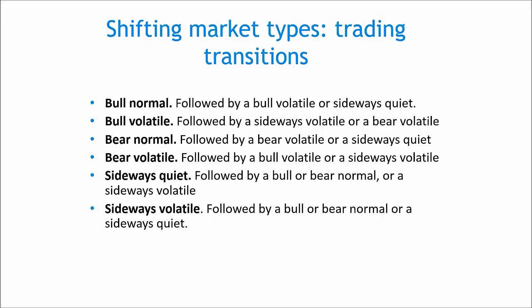Here are the primary market types and an indication of what often comes next. So a bull normal is often followed by a bull volatile or sideways quiet. Bull volatile is often followed by a sideways volatile or a bear volatile. Bear normal followed by a bear volatile or a sideways quiet. Bear volatile followed by a bear volatile or a sideways volatile. Sideways quiet followed by a bull or bear normal or a sideways volatile. Sideways volatile is often followed by a bull or bear normal or a sideways quiet.